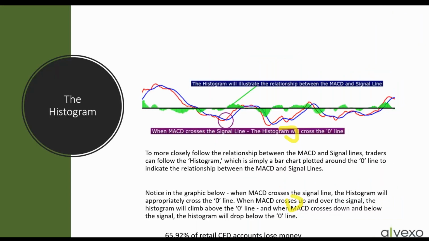So to more closely follow the relationship between the MACD and the signal line, traders can follow the histogram, which is simply a bar chart plotted around the zero line to indicate the relationship between the MACD line and the signal line.